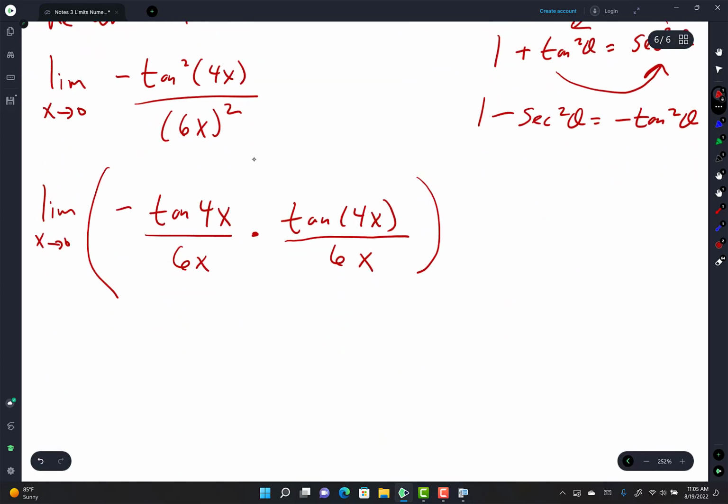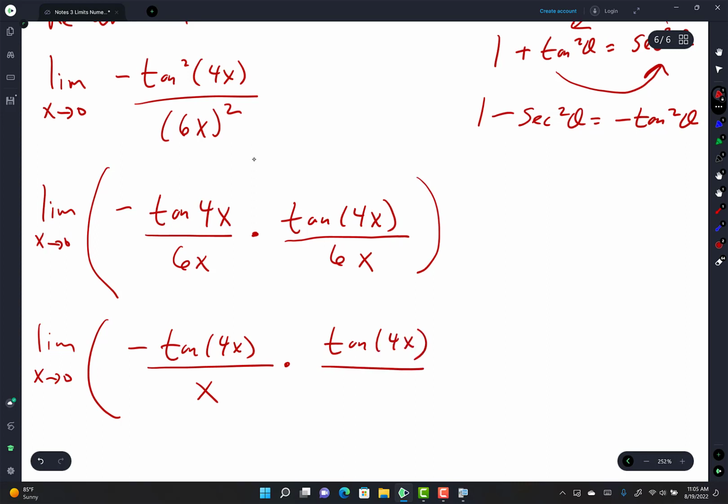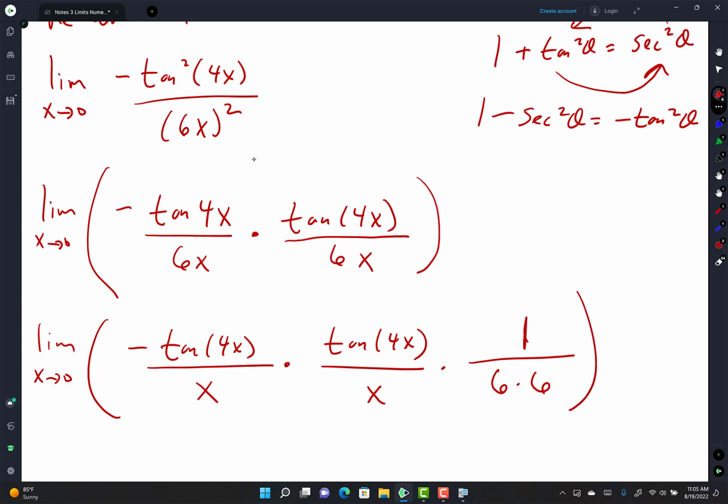So here we go. I'm going to rewrite it. Limit as x approaches 0, giant parenthesis, negative tan 4x. I'm keeping the x, but I'm moving the 6. Tan 4x. I'm keeping the x, but I'm moving the 6. And then here's where I'm moving them. I'm going to put 6 times 6. Or you can put 36. What do you guys prefer? You want to see the 6 times 6 or do you want to see the 36? Leave it like that? Okay, leave it like that. It's a fraction at the moment, 1 over that. Is that still the same?